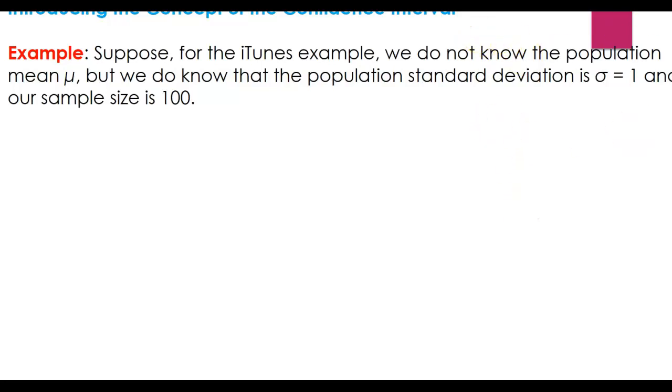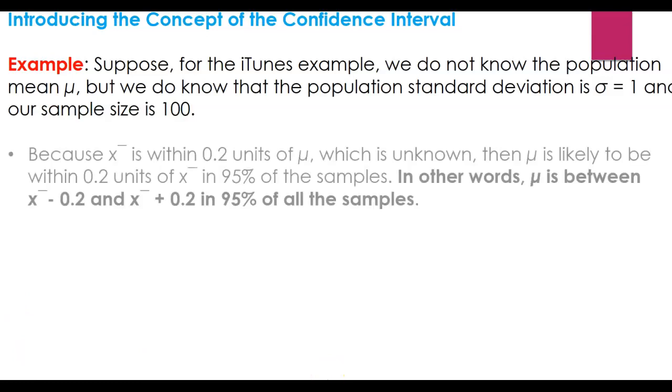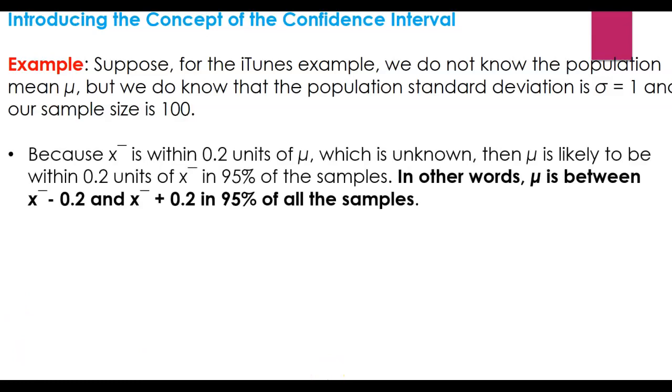Another example, suppose that, for the iTunes example, we do not know the population mean mu, but we do know the population standard deviation sigma equals 1, and our sample size is 100. Same example. Because x bar is within 0.2 units of mu, which is unknown, then mu is likely to be within 0.2 units of x bar in 95% of the samples. In other words, mu is between x bar minus 0.2 and x bar plus 0.2 in 95% of the samples.